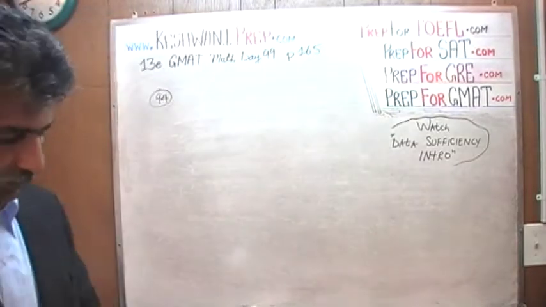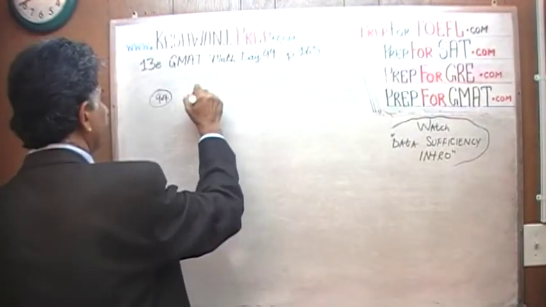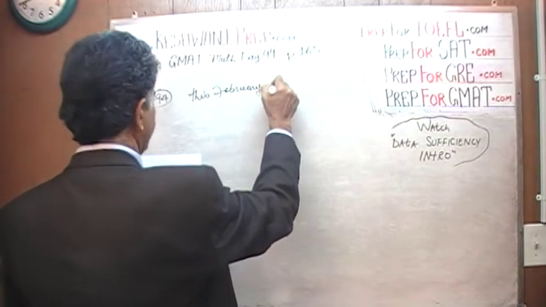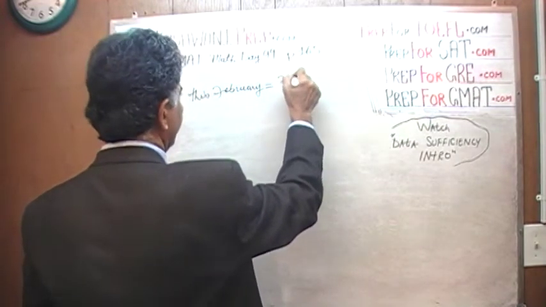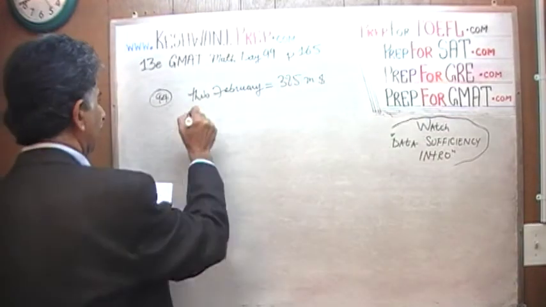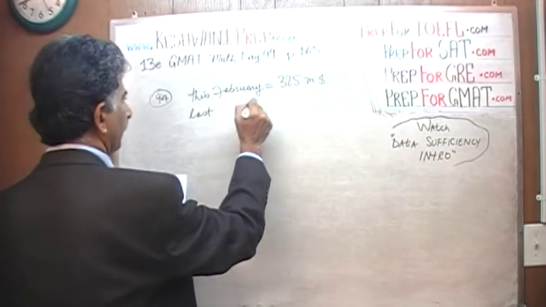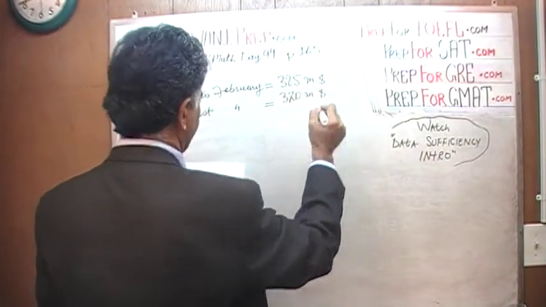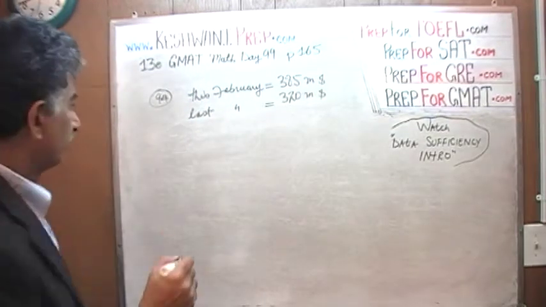In 94, we are told that this February, the sales were $385 million. Last February, we were told that the sales were $320 million. The question simply is, what's the percentage increase?